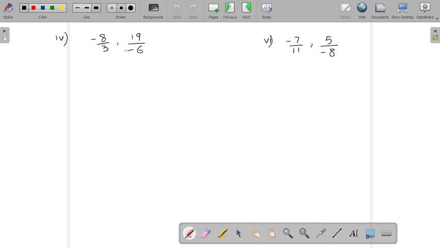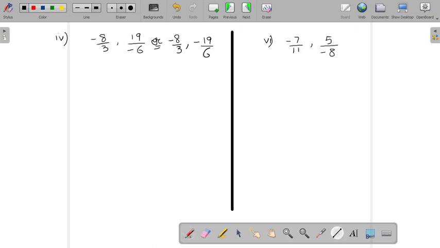Similarly, now look at this fourth part. In the fourth part, the denominator is negative. So what would we do? We will make it positive. So it would be minus 8 by 3 and minus 19 by 6. What have we done here? We have made the denominator positive by writing it in standard form. So shift this minus to the upper side.